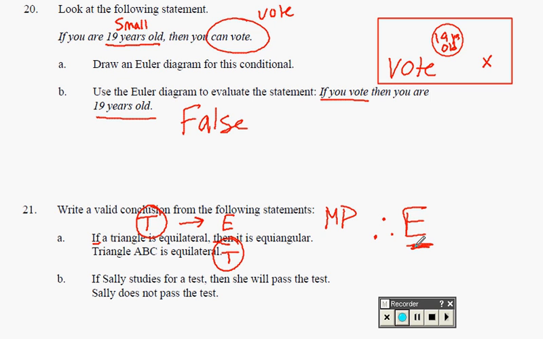The next statement says, if Sally studies for the test, I'm going to say that's S, then she will pass the test. That's going to be P. She does not pass the test. All right, there's a law of logic that says if the conclusion of one statement is in fact false, then the premise of that statement is also false. That's the modus tollens law. In our case, that would mean our conclusion has to be not S, the opposite of the first premise.